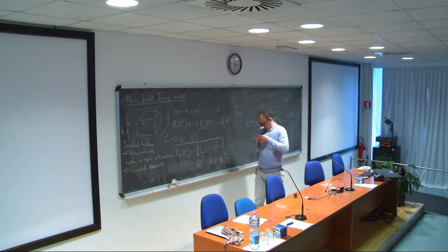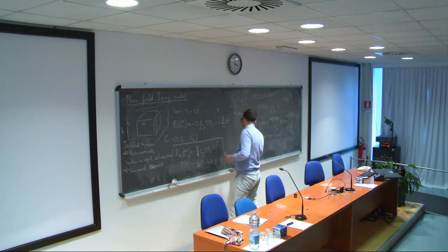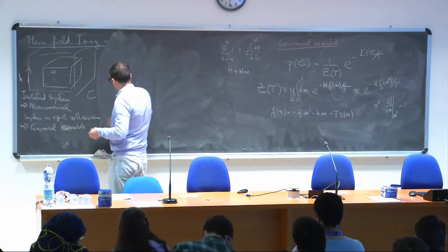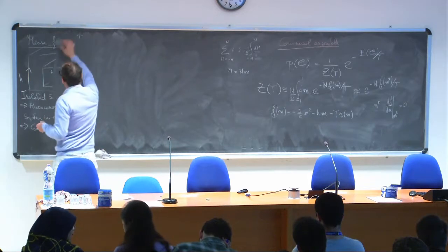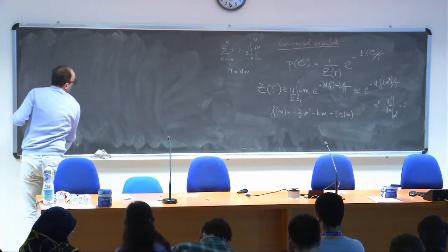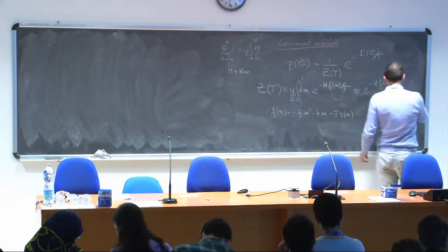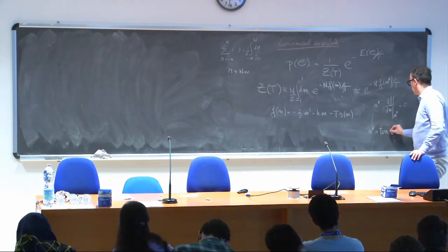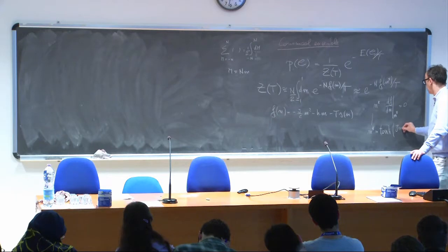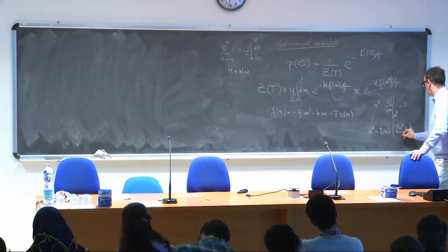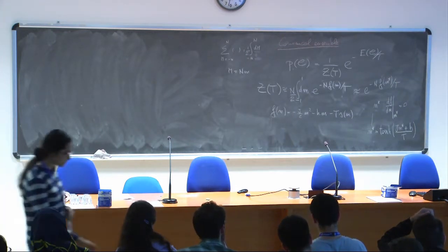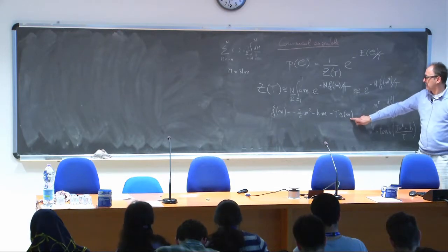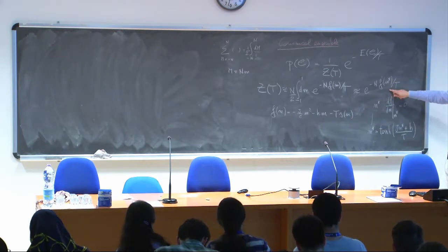So let's go back to this object here. And now what we want to do is to study the behavior of this system. Essentially, if you take this derivative and set it to zero, what you will find is that your M star satisfies this equation. Once you have solved this implicit equation for M star, you plug it back here and you have your partition function.